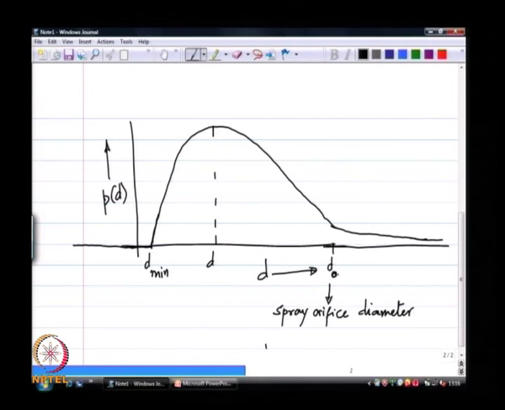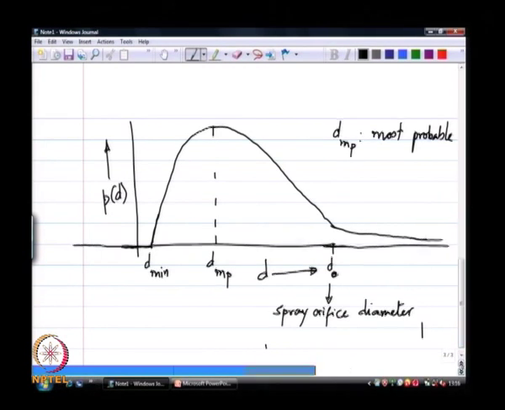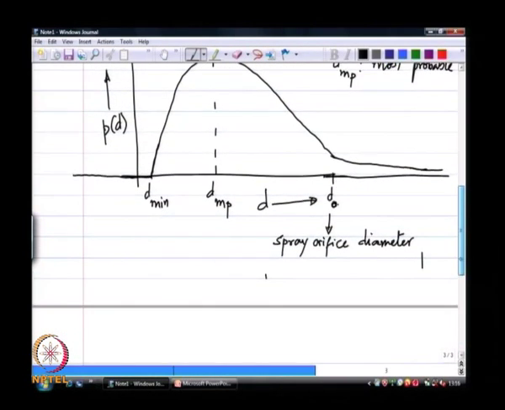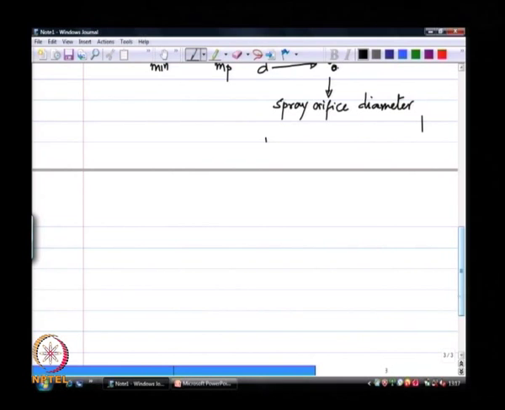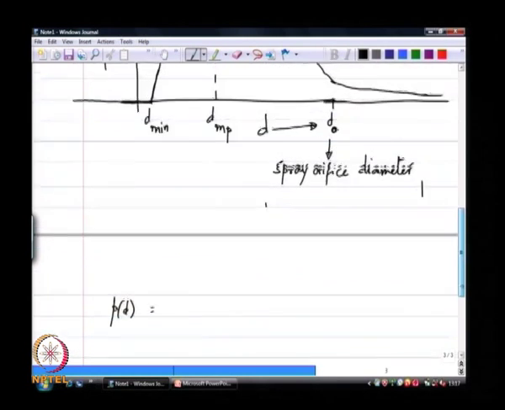This is not the average drop size. So, we will look at that in just a moment. This is what we will call the most probable drop size. Although this is not a widely used way of referring to it, we will very soon make the distinction between average and this most probable drop size. But so essentially I have this function p of d, which now has these general features.